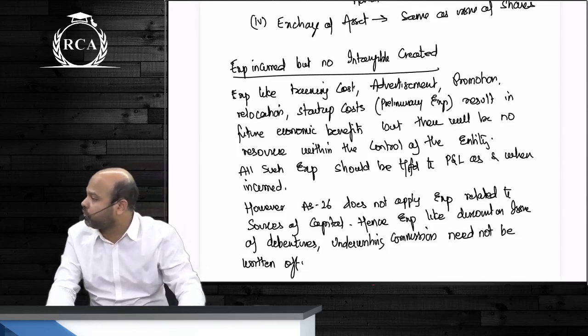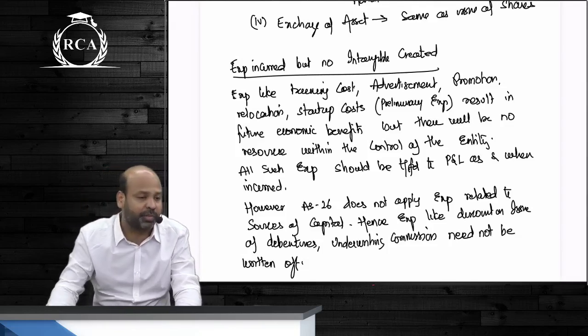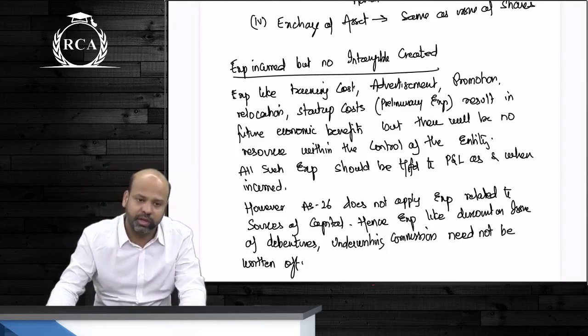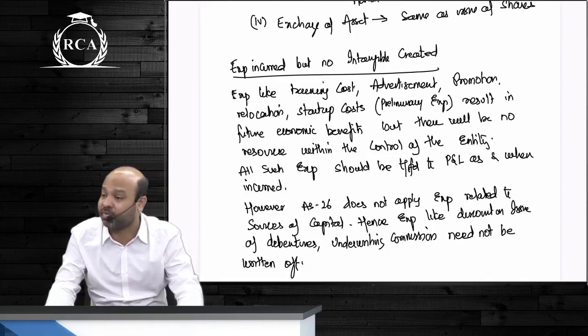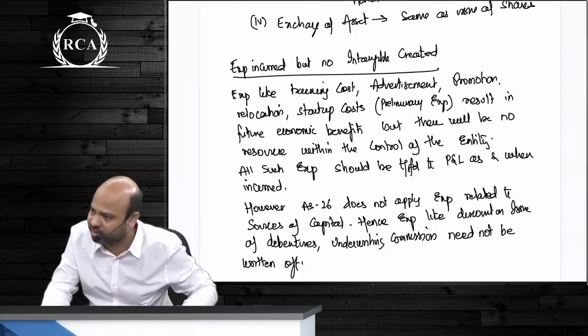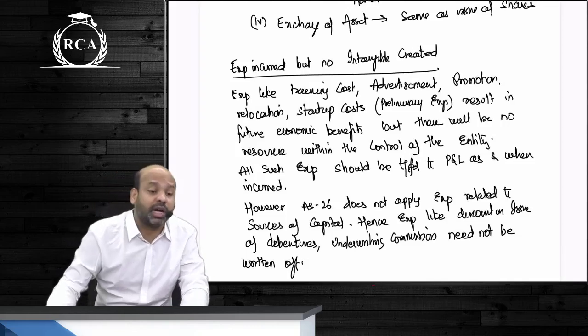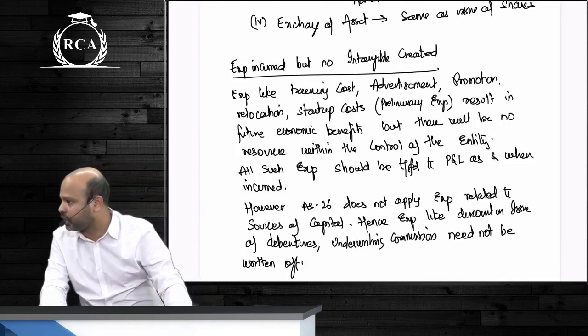Employee training costs, relocation expenditures, startup costs as such, guys, brand promotion, all of these expenses result in future economic benefits, but they do not result in any creation of an asset which is within the control of the entity. That is why all of these expenses are immediately transferred, beta, to P&L account as and when you incur those expenses. However, this accounting standard does not apply to any source of capital, beta, like debentures, equity shares.